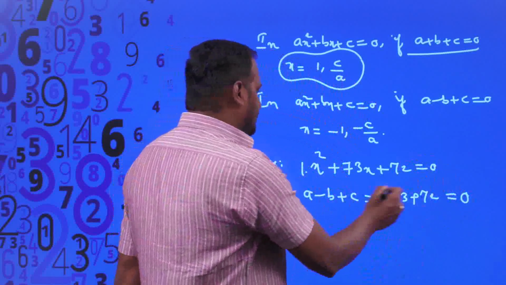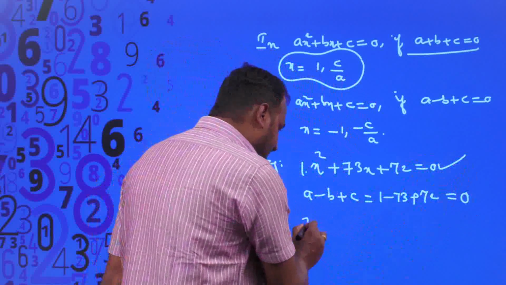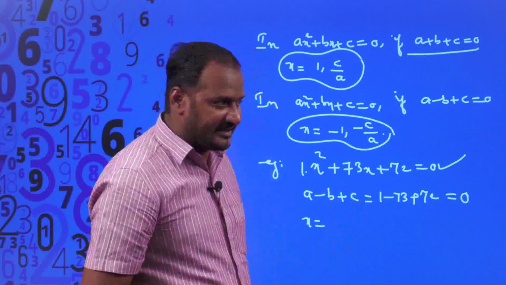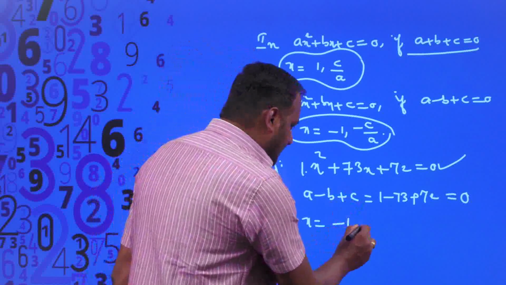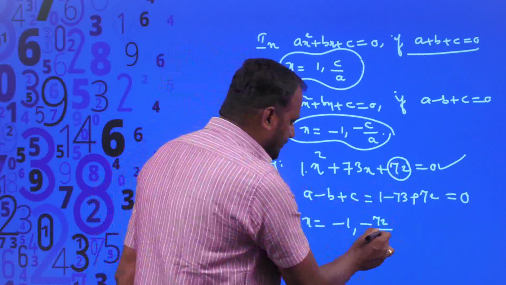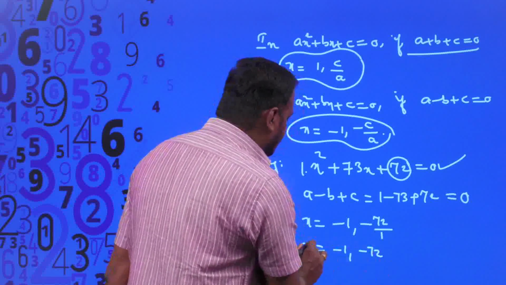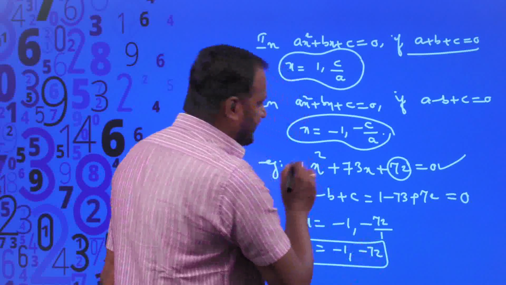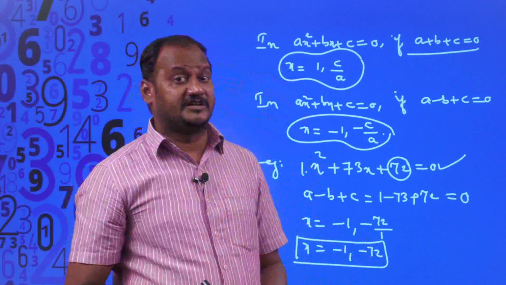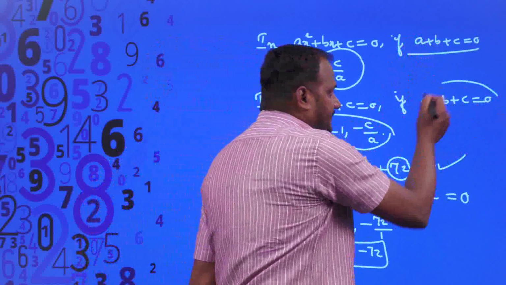Therefore the roots of x square plus 73x plus 72 is equal to 0 are x is equal to minus 1 comma minus c by a, that is minus 1 comma minus, the value of c is 72 divided by a which is 1. So minus 1 comma minus 72 are the roots of the given quadratic equation. Like that, by using these strategies we can easily figure out the roots of the given quadratic equation under these two conditions. These two conditions must be provided, right?